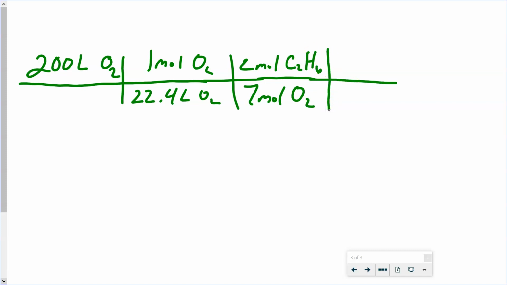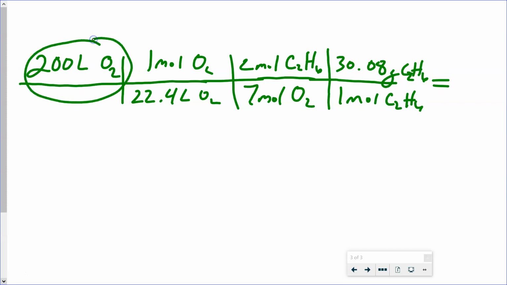Now we'll be at moles of ethane, but we want to get to grams, as I mentioned. So we know every 1 mole of the ethane has a molar mass of 30.08 grams C2H6. And when we calculate that out, we see that from the 200 liters of oxygen gas, we would consume about 76.71 grams of the C2H6.